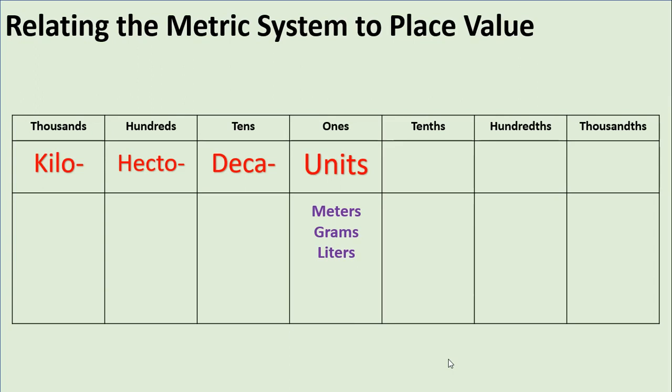These are our prefixes. We add them to the front of the unit. So if we're measuring distance, we might use kilometers. If we're measuring mass, we might use kilograms. And if we're measuring liquid capacity, we might use kiloliters. Anything smaller than the unit would go to the right: deci, centi, and milli. Once again, these are our prefixes. They go in front of the unit name. So we may have millimeters, milligrams, or milliliters.